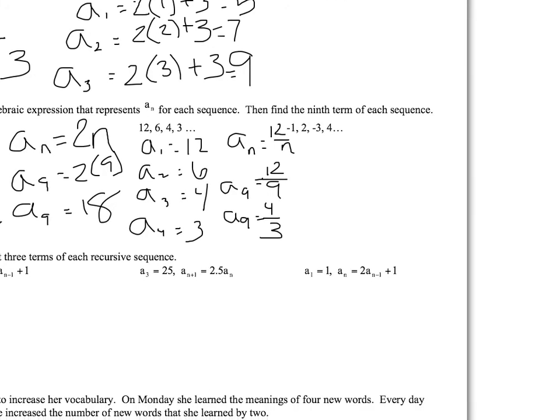Let's look at our next example. This one's a little more difficult. Our first term is -1. Our second term is 2. Our third term is -3. And our fourth term is 4.